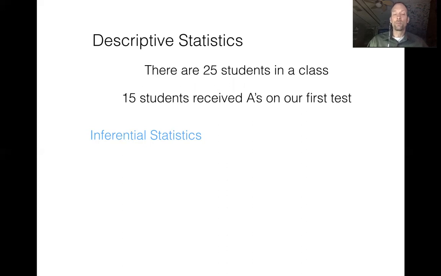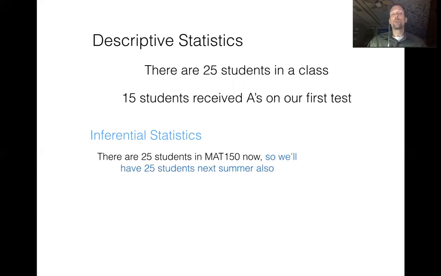Inferential statistics. If we think back to the 25 students in the class, and we say based on the fact that we have 25 students in our class now, in the same class next year, we're also going to have 25 students, that would become an inferential statistic because we don't know what's going to happen in the future.